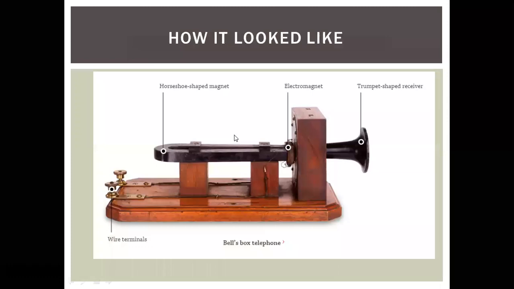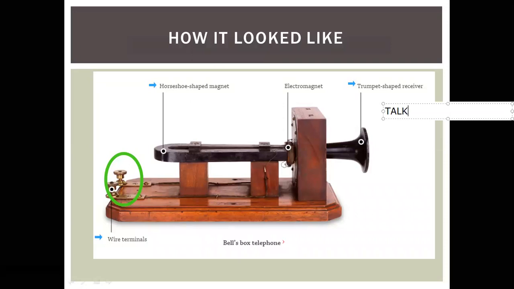Let's go to the other one. Oh yeah, this is how the first phone looked. As you can see, we have a horseshoe shaped magnet. The magnet is made of metal, for the vibrations. The wire terminals, in this place, you use it for the cables. The cables were connected here. So if you make a sound, you make it here on the trumpet. On the trumpet, you are going to talk and you're going to listen.